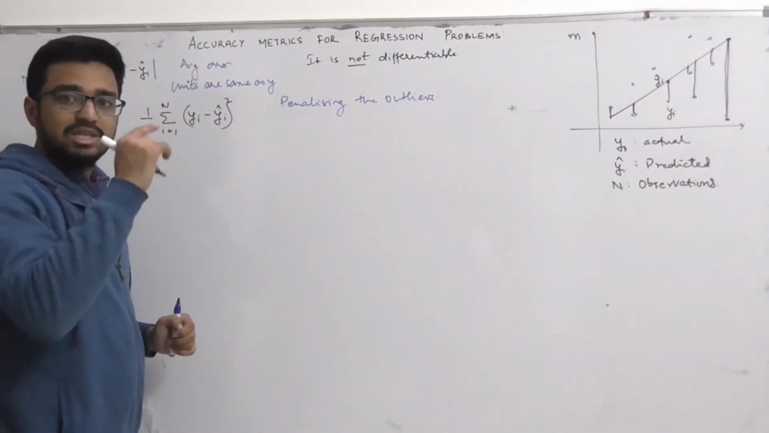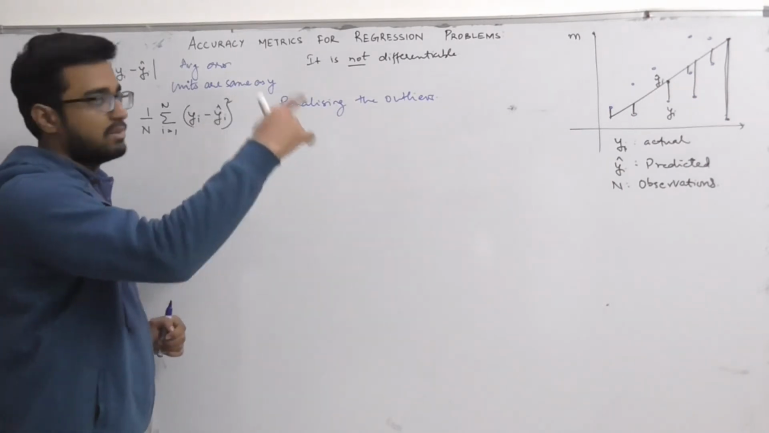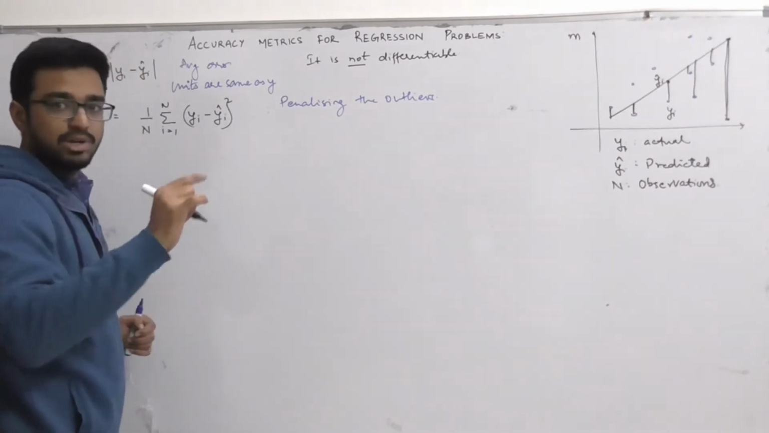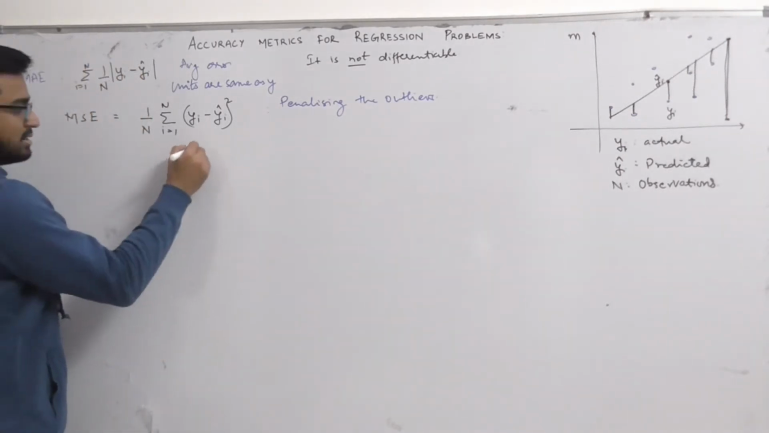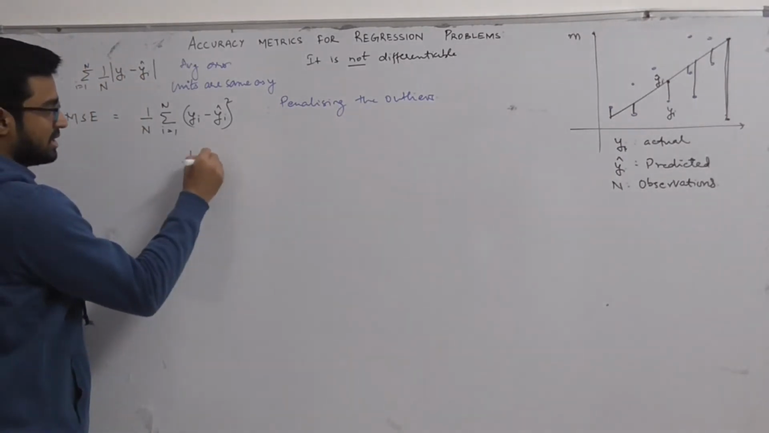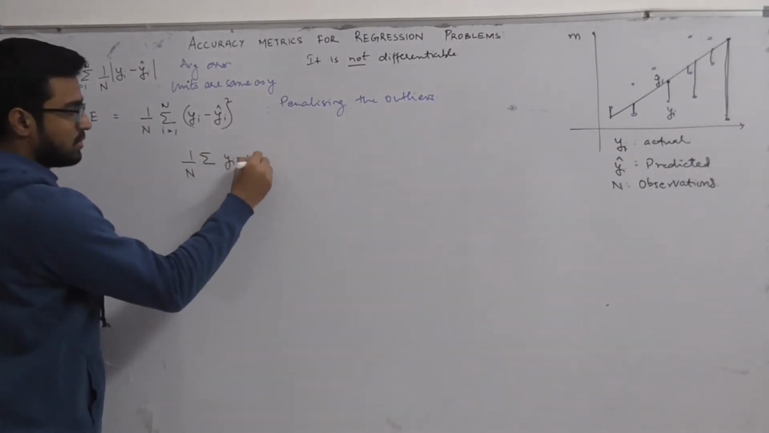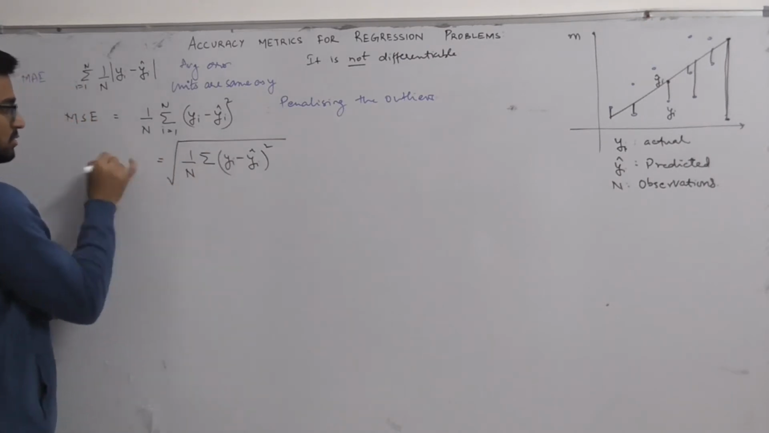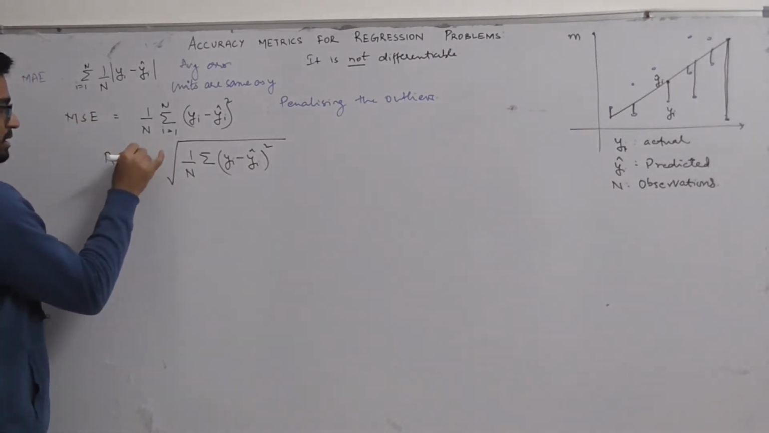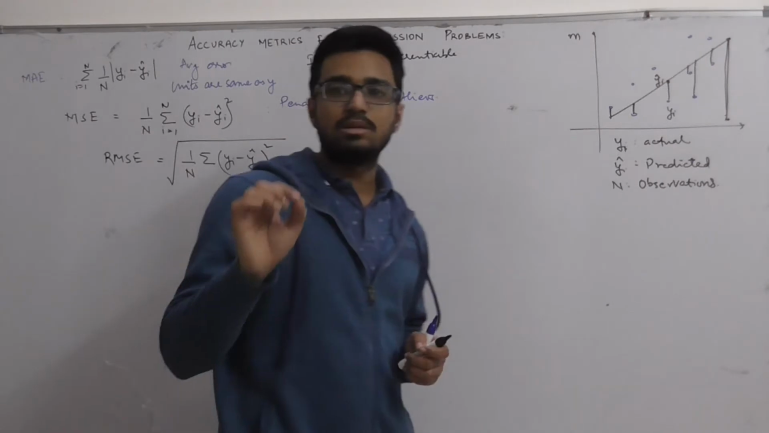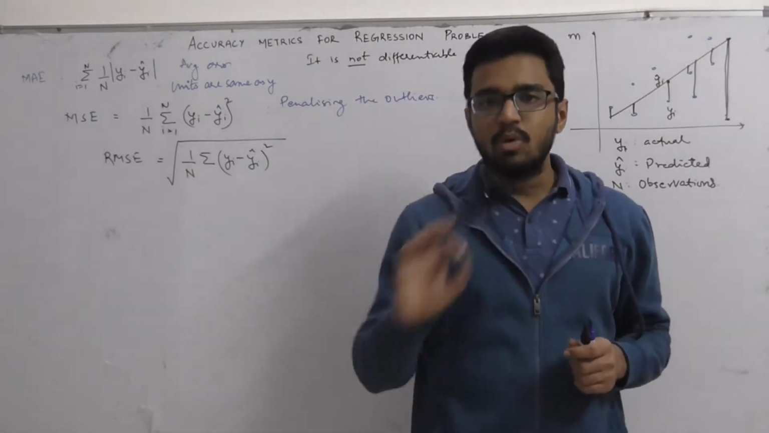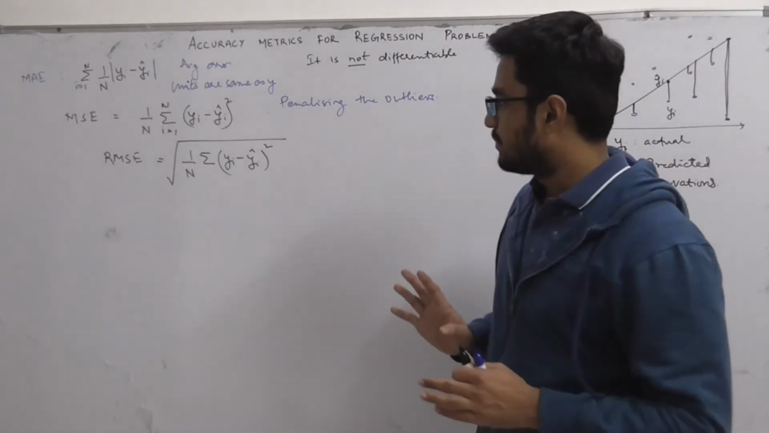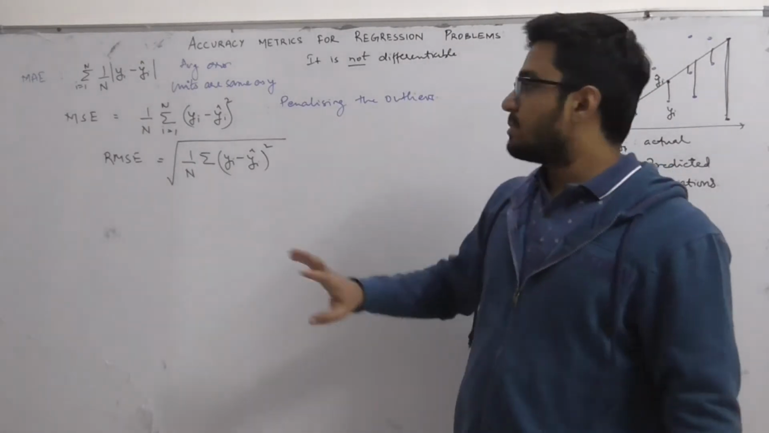Now, the units are not the same. If it is meter, this is meter square. So just to match the units, we put in a square root here. So it is 1 by n summation (yi minus yi cap) whole square, and then I take a square root. This is called RMSE, the root mean squared error, one of the most common accuracy metrics used in any regression problem. So we have solved all the problems.